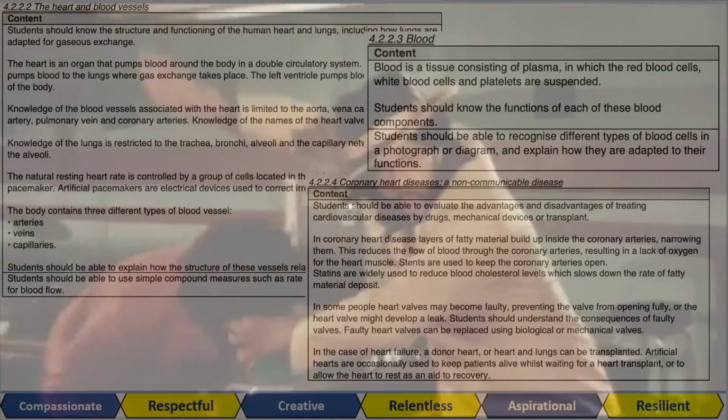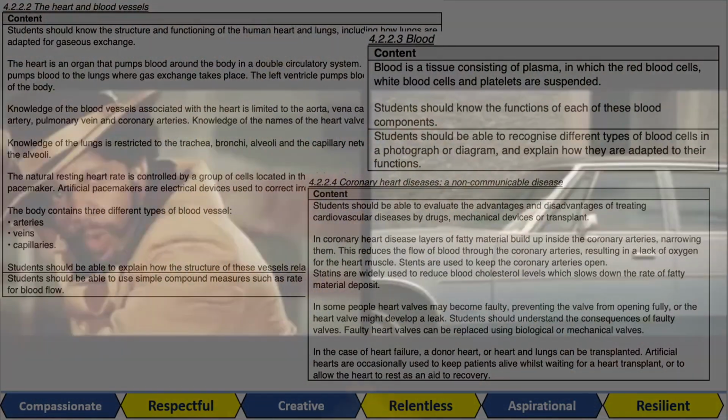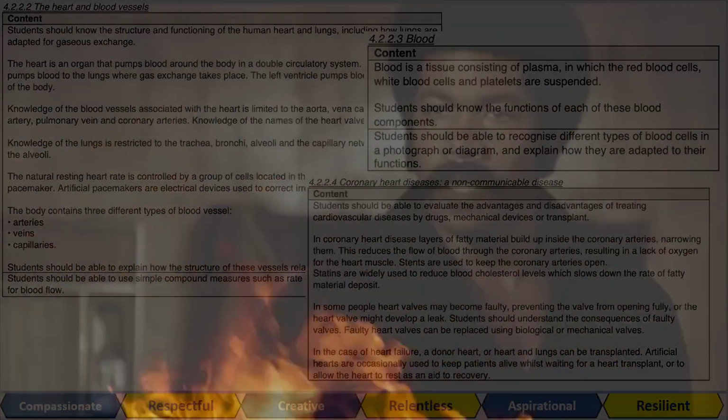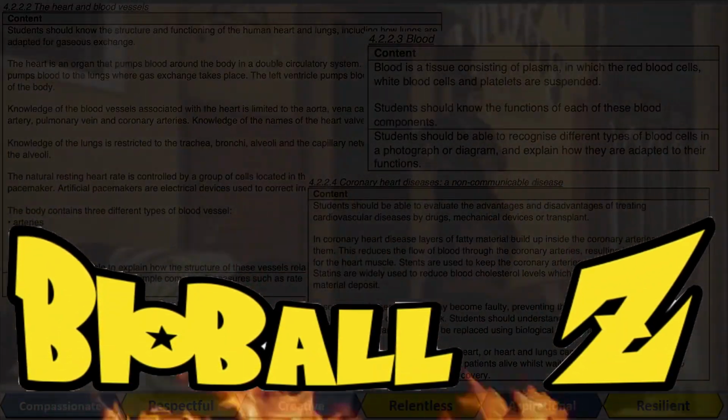Will they find this challenge heartbreaking? Will they end up shedding blood themselves? Find out in today's episode of Bio Ball Z.